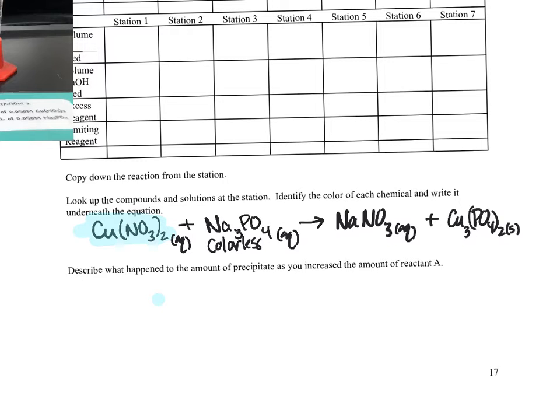What we're going to see here is that we have a solid being formed, and we have another colorless solution being formed. Our sodium compounds tend to be colorless. Copper compounds tend to be colorful, and in fact they're going to be more of a blue turquoisey precipitate, which we're going to see here in just a second.